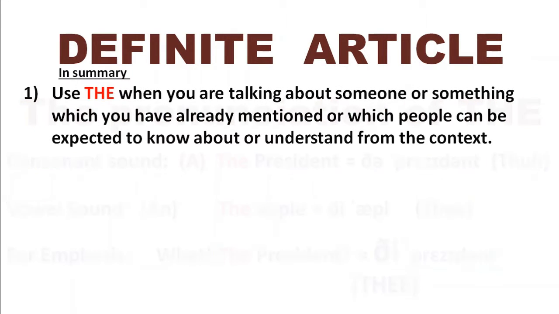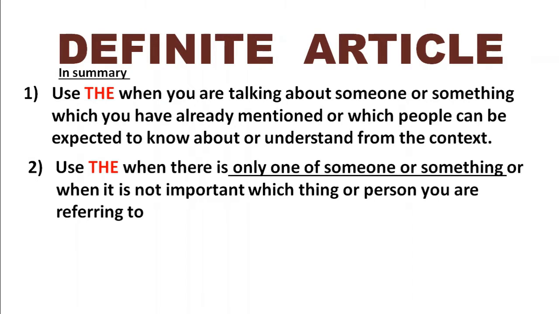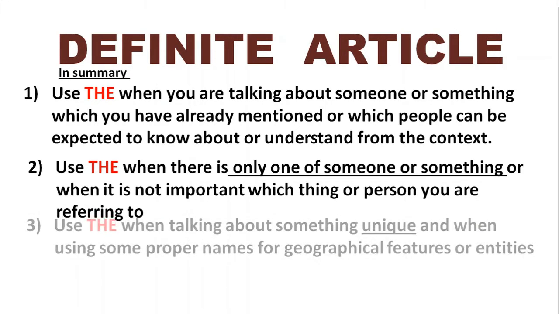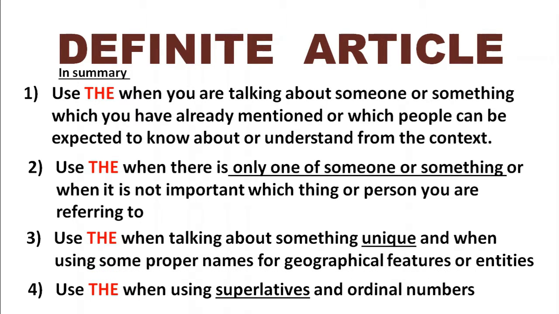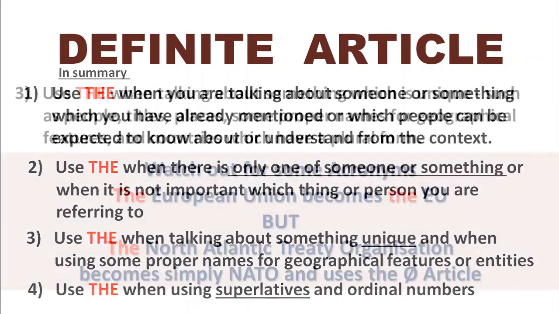So that's it for the definite article. Just to summarize, use the when you're talking about someone or something which you have already mentioned, or which people can be expected to know about or understand from the context. Or use the when there is only one of something, or when it's not important which thing or person you're referring to. And in the same kind of theme, use the when talking about something unique, like a geographical feature, or when you're talking about superlatives. And once again, when we use an ordinal number before a noun, we normally use the definite article. So that's it for definite articles.